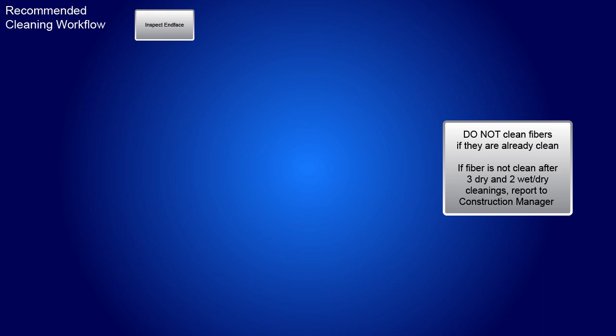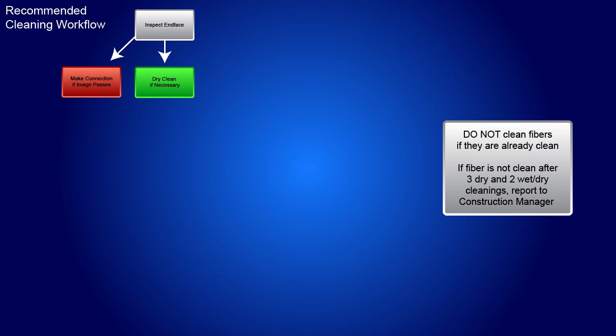To begin, inspect the fiber end face. If the image is clean and free of defects, save the image or make the connection. If debris or defects are seen on the end face, clean it using a dry clean method. After cleaning, inspect the end face again. Any cleaning performed on the fiber end face must be followed by inspection. Do not clean an end face and then make a connection without inspecting.